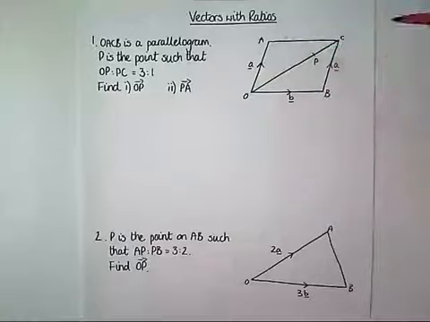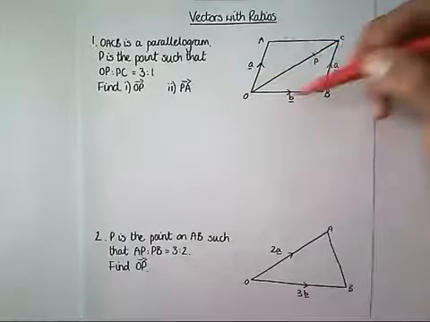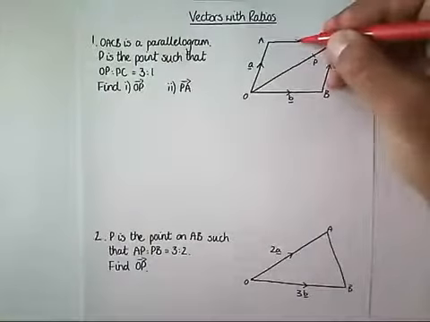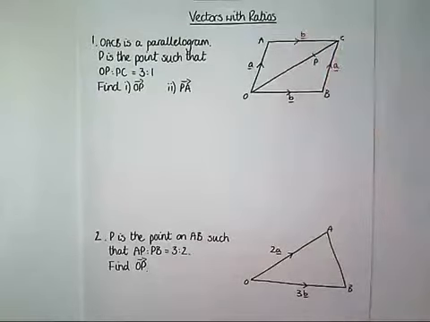So if O to A is a, B to C is a. If O to B is b, A to C is b. Okay, so label those on because that might come in useful. Then let's look at the rest of the information.